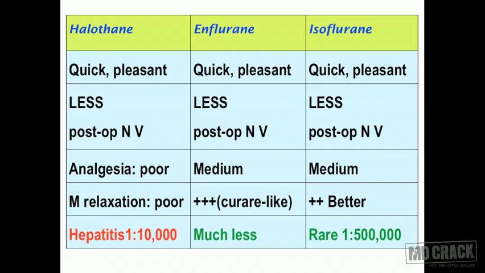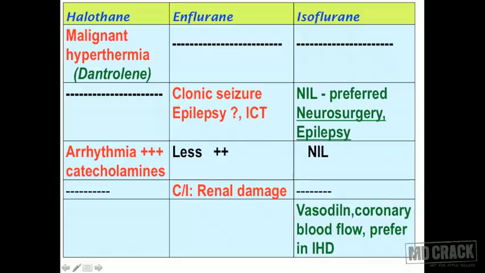Now our table is taking us to the adverse effects of halothane, enflurane, isoflurane. I hope you remember they liberate the fluorine and the bromide, and this is going to be the reason for their toxicity. Most importantly, halothane produces hepatitis in 1:10,000 patients. This is a known adverse effect with halothane. You call it halothane hepatitis if the patient gets more frequently exposed to halothane. If you go to enflurane, it's much less, and with isoflurane, it's very rare. That is 1 in 500,000 patients are likely to get hepatitis. Going to the next part of the table, main important adverse effect of halothane is malignant hyperthermia.